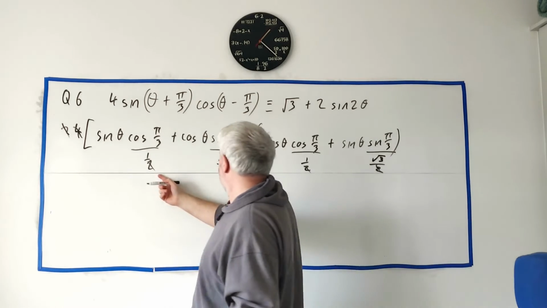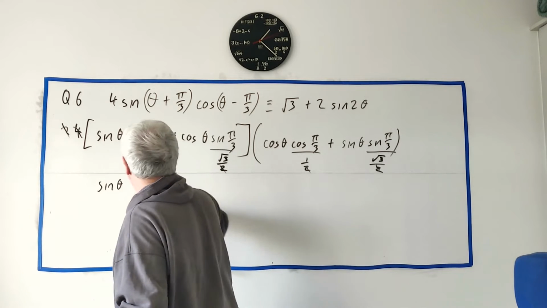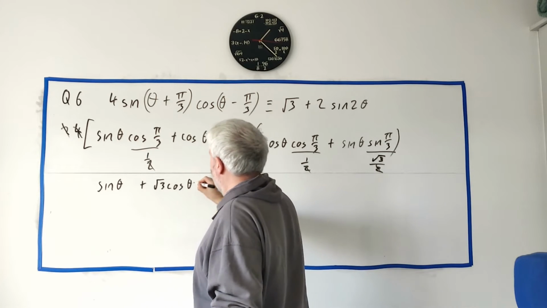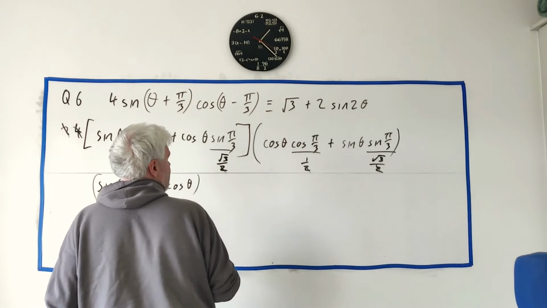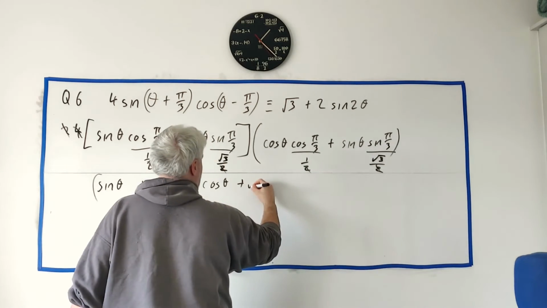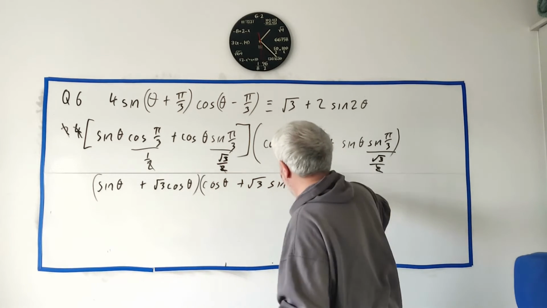Next thing, let's just go ahead and write some of these out. This is sine theta plus square root of 3 cosine theta, multiplied by cosine theta plus the square root of 3 sine theta.